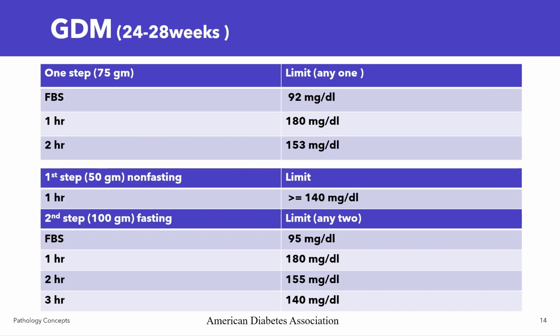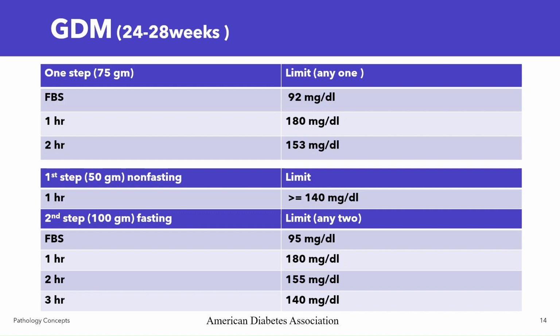This table shows various limits of oral glucose tolerance test in gestational diabetes mellitus. In the one-step test, if FBS is less than 92 mg per dl, then it is normal. After 1 hour, it should be less than 180 mg per dl, and after 2 hours, it should be less than 153 mg per dl. If any one of the limits is higher than the recommended values, then we can say the patient is suffering from gestational diabetes mellitus.